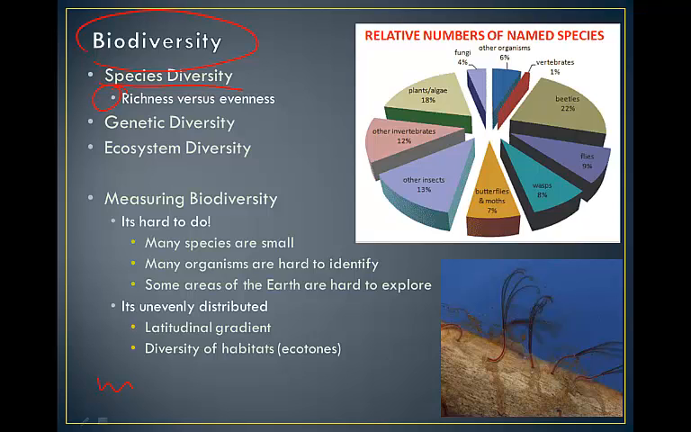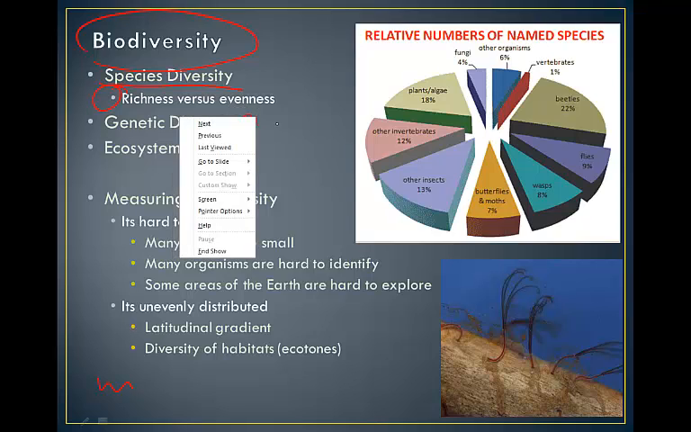So taxonomists are scientists that go out and classify organisms, and they classify things into kingdoms and phyla and families and species, but they actually can classify things all the way down into what are called subspecies. Okay, so taxonomists can classify organisms all the way down into subspecies.